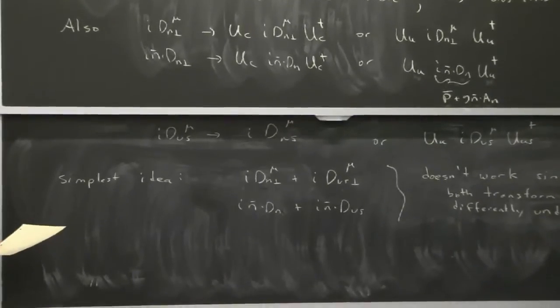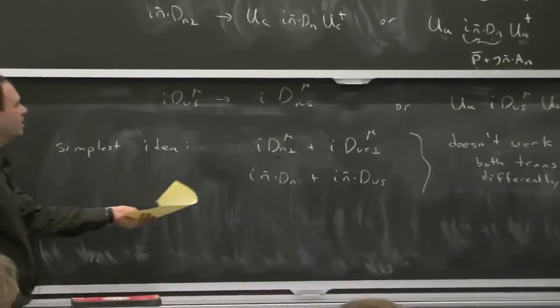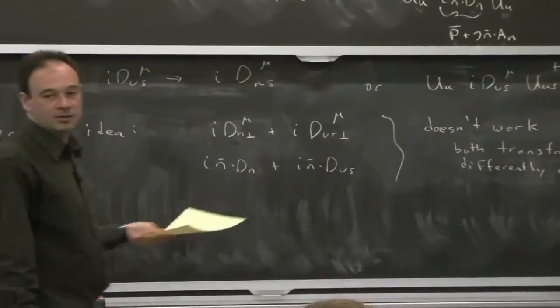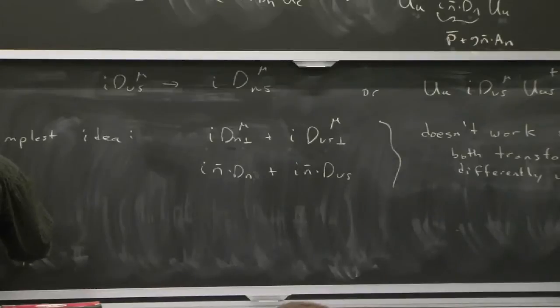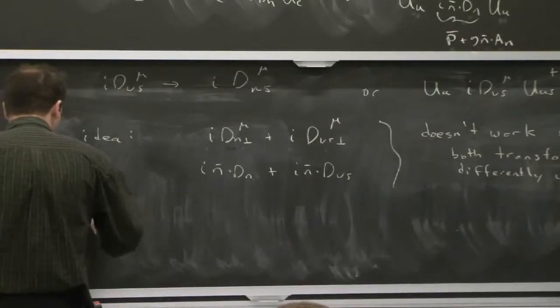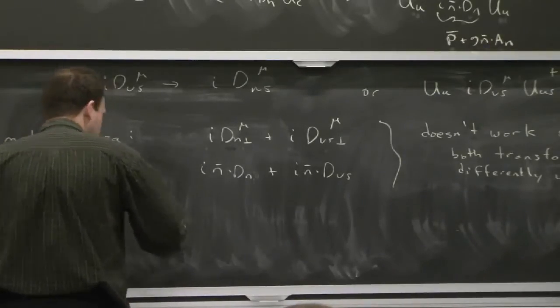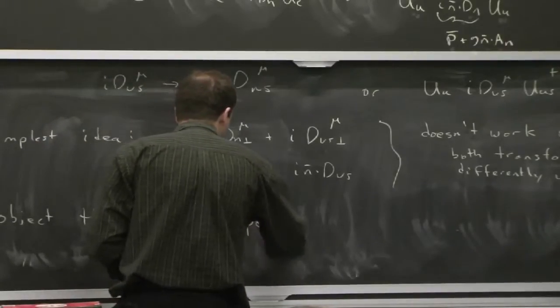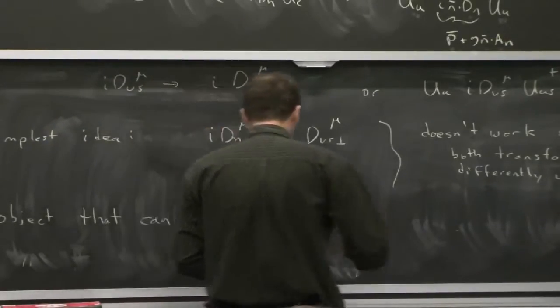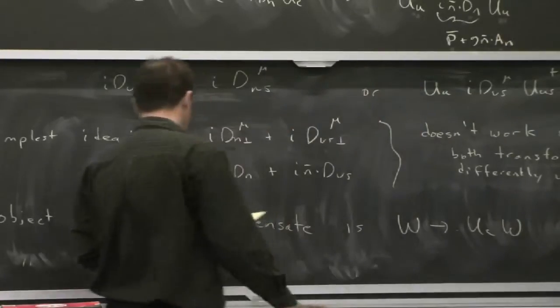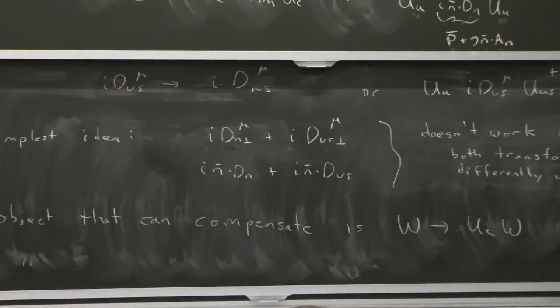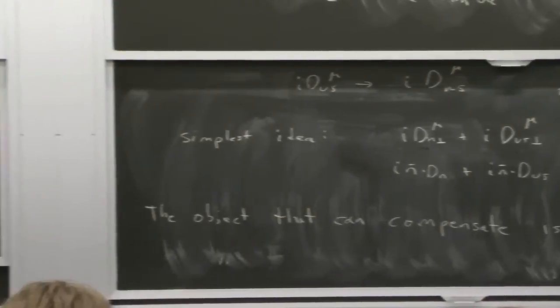All right, so what are we going to do? We need some kind of compensating object to make these things transform in the same way. And we have such a compensating object. That's our Wilson line. The Wilson line transformed on one side, and so we can use it to modify those formulas and get a result where both terms transform in the same way.